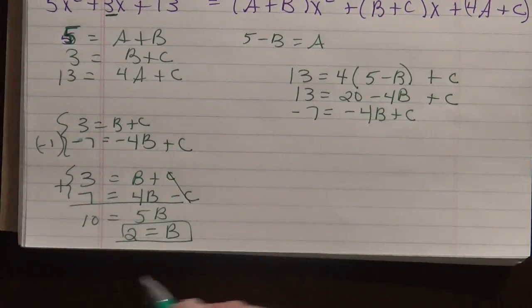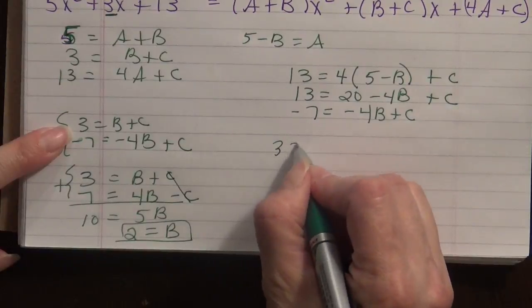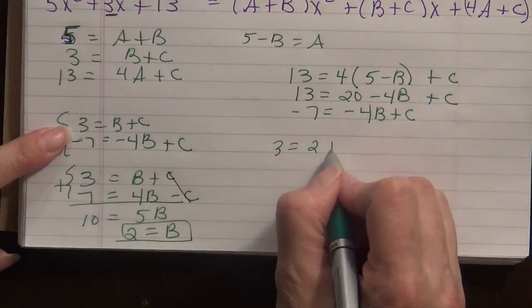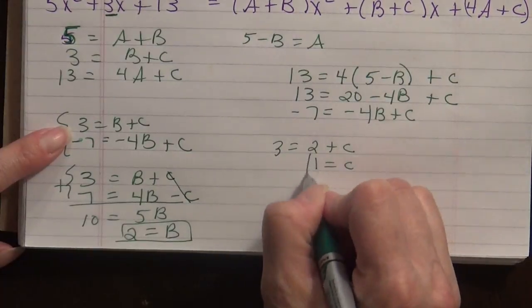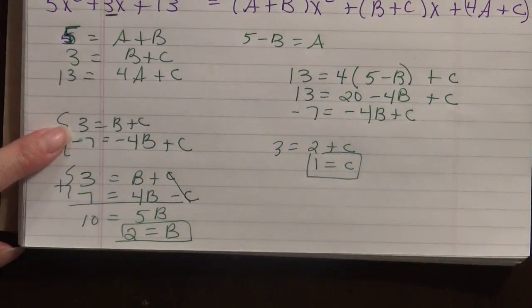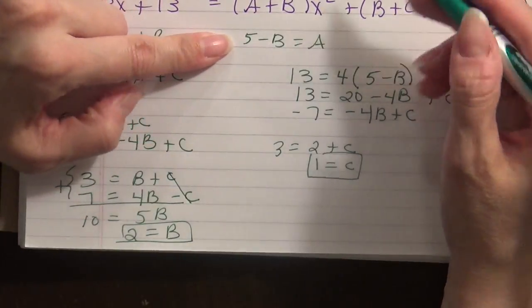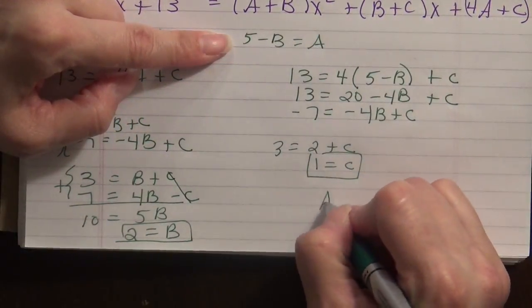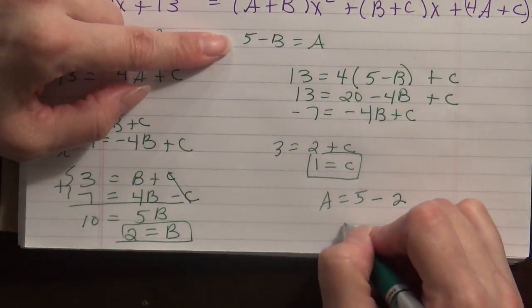I can find c. If I back substitute, I can put it in this equation. I've got 3 equals 2 plus c. Subtract 2, so I get 1 for c. And now I can find a. If I go up here, I know that 5 minus b equals a, so I'll have a equals 5 minus 2. So a equals 3.